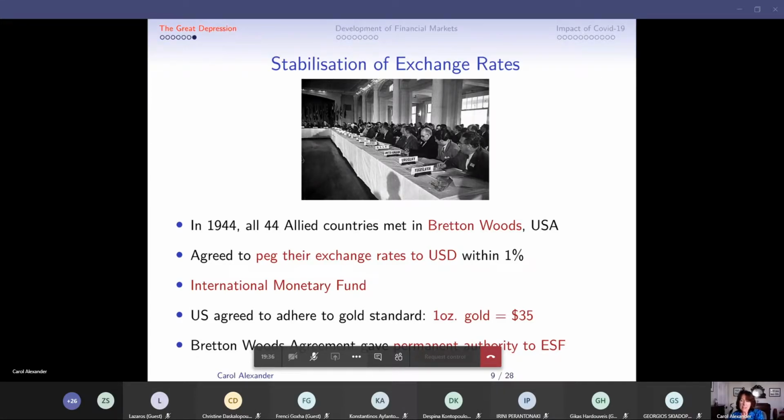And the agreement in the end, after a lot of argument between these two economists, was to peg their exchange rates to the US dollar within 1%. And so, for the balance of payments, central banks would have to either buy or sell dollars to keep their exchange rates within this 1% of the US dollar. And if necessary, go to the International Monetary Fund, which was established during this meeting, to get loans.